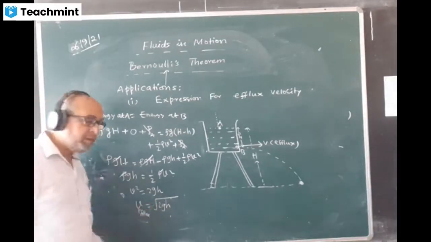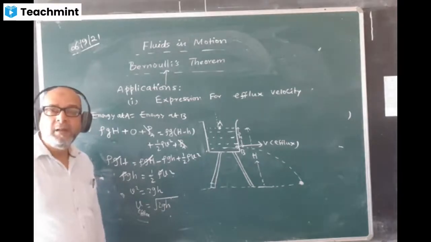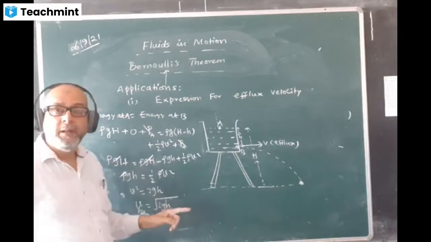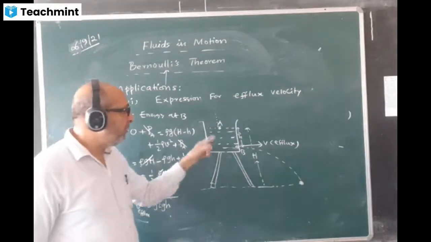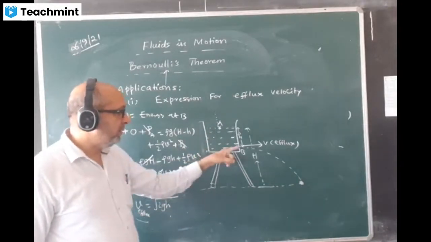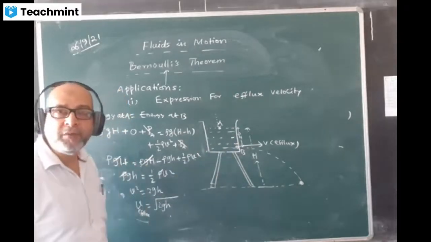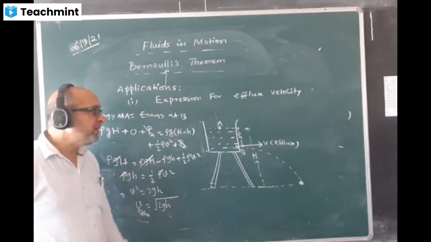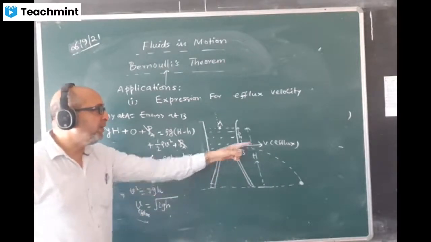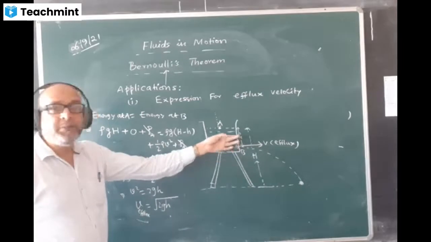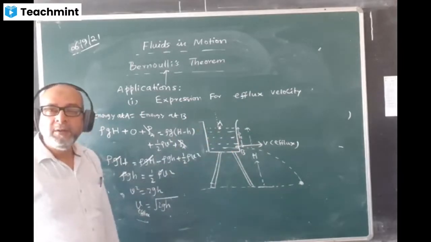This is the formula of efflux velocity. In the formula you can see root 2g and h. What is h? Remember, h is not the height of the liquid column. h is the depth of the hole from the free surface of the liquid. That is why when the hole is at a greater depth, the value of V will be more. If the hole is situated at a lesser depth, the velocity will be less.